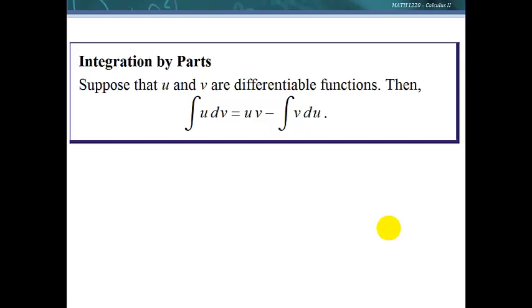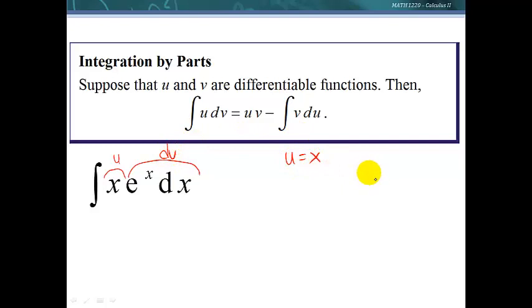You saw where it came from, but if we put it in this simpler form and memorize it, we're going to be able to integrate things like this. This one happens to be the product of two functions of x, and what we're going to do is identify our u and our dv, and list those. u is x, and dv equals e to the x dx.